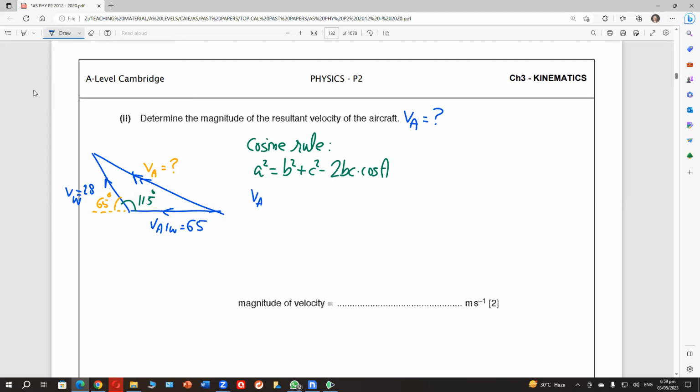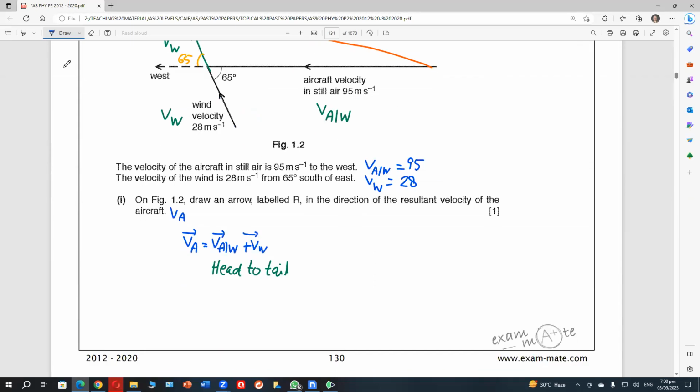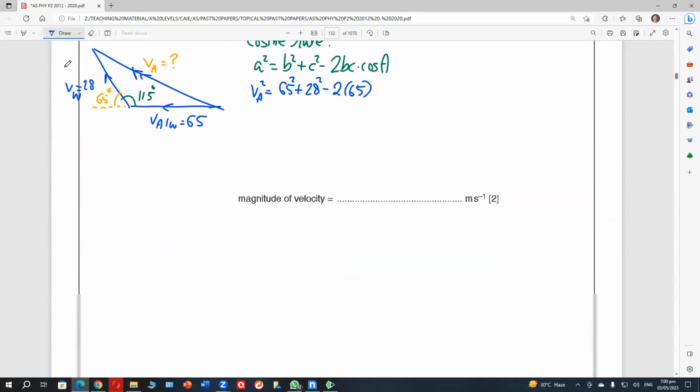I hope you remember this formula, the famous cosine rule. Oh, sorry, I was making a mistake. It's 95.